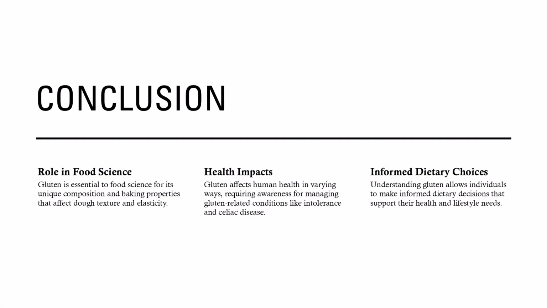Conclusion. Gluten plays a vital role in food science, contributing to texture, taste, and structure. But for many, it also presents health challenges. By understanding gluten's properties and implications, we empower ourselves to make informed dietary choices, whether embracing it or avoiding it. Thank you for joining this exploration of gluten's complex and fascinating story.